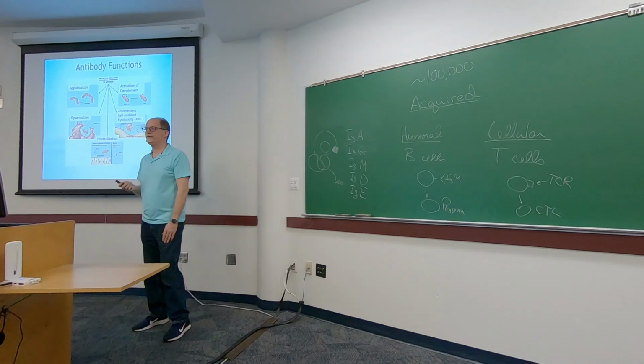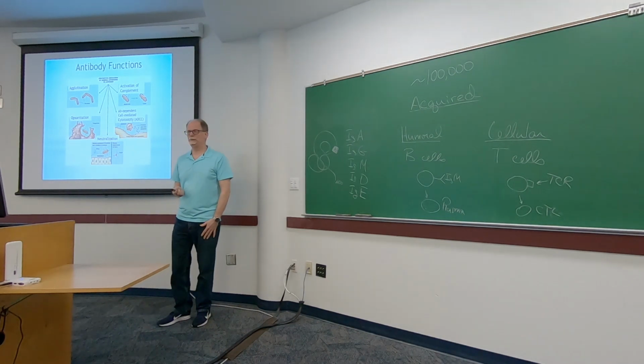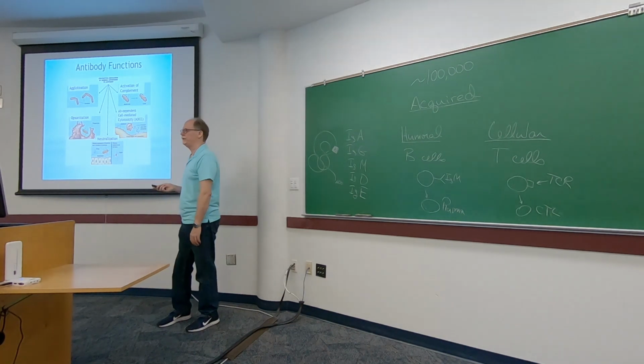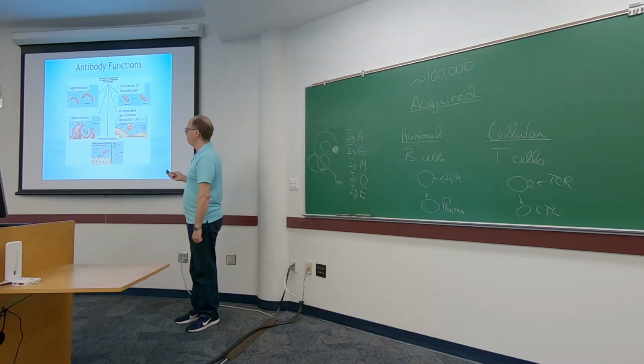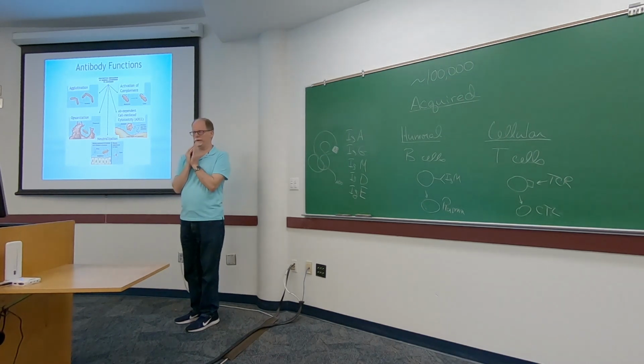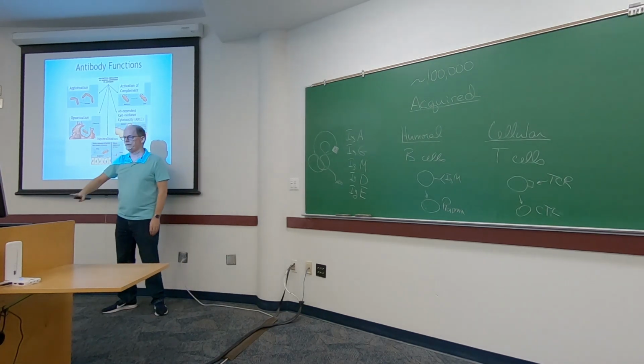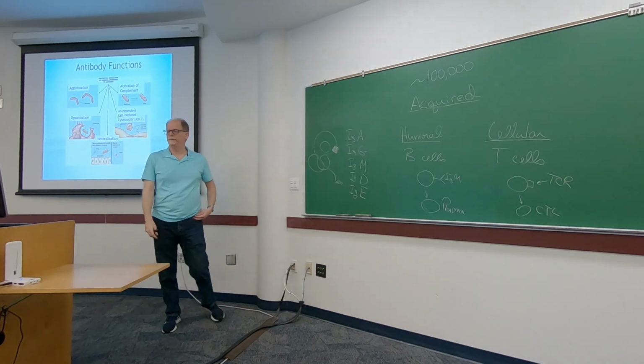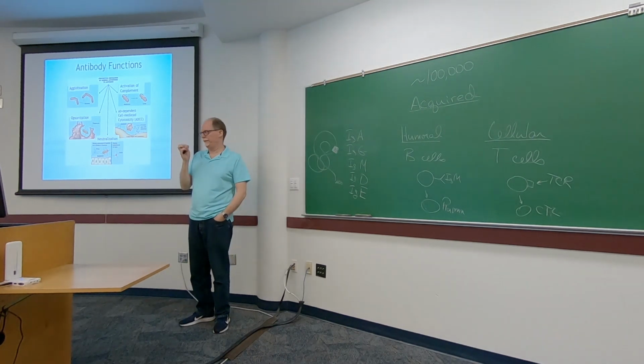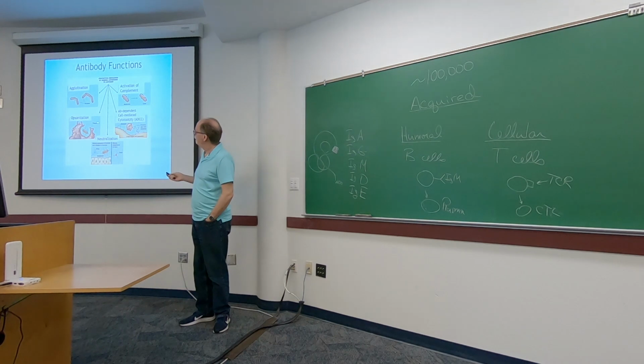So antibodies stick to things. Specifically, they can agglutinate bacteria, which means cause them to come together because they have two arms. IgM actually has 10 arms. And they can agglutinate red blood cells. When you type blood, you can see them coming together that way. We talked about opsonization and enhancing phagocytosis.